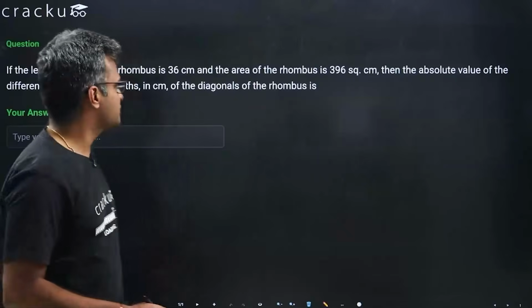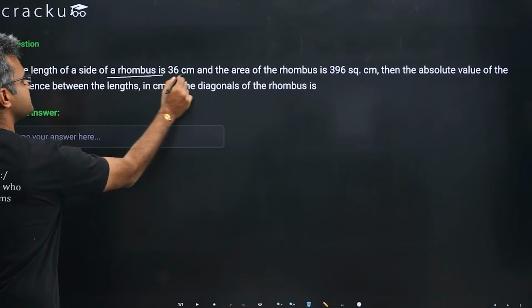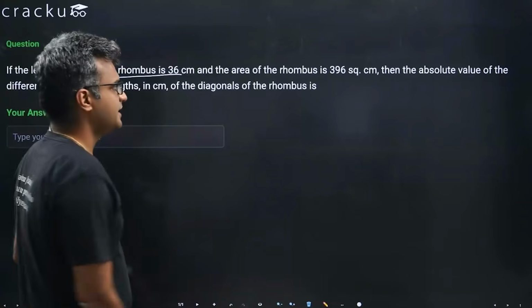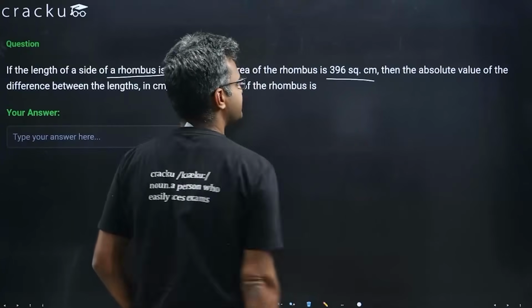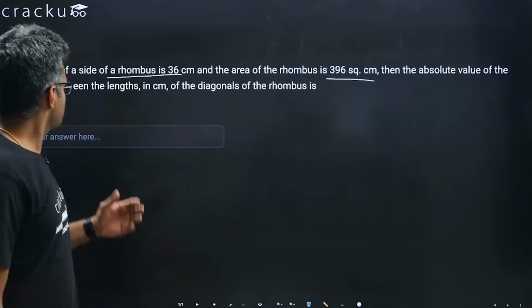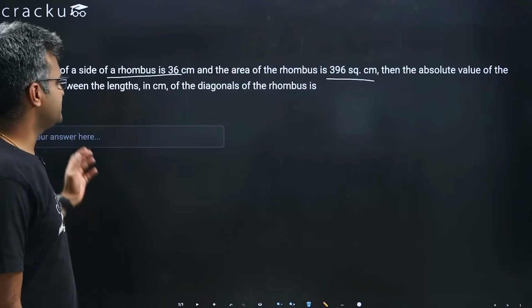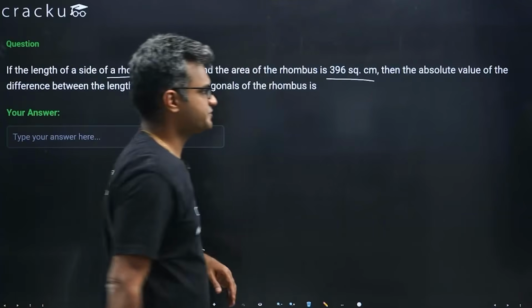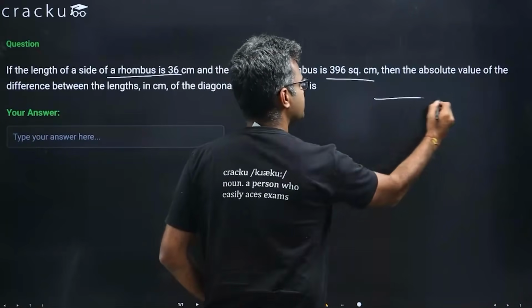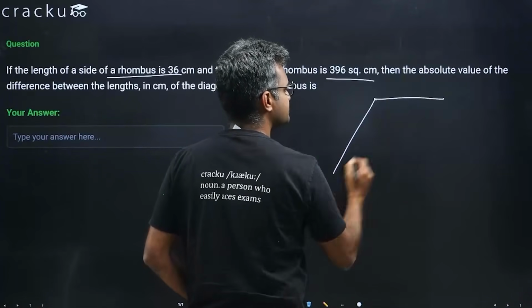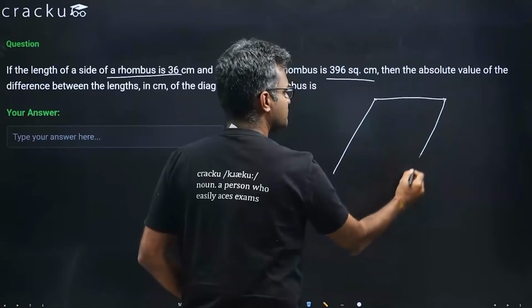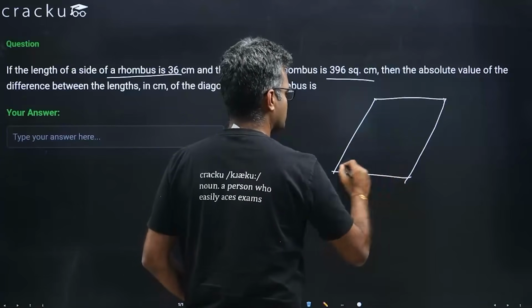In this question, we are told that the length of the side of a rhombus is given, it is 36 centimeters, and the area of the rhombus is given, it is 396 square centimeters. We are asked to calculate the absolute difference in the lengths of the diagonals of the rhombus. So what do we know about a rhombus? If say this is a rhombus, each of the sides of the rhombus is the same. That is one thing that we know about a rhombus.